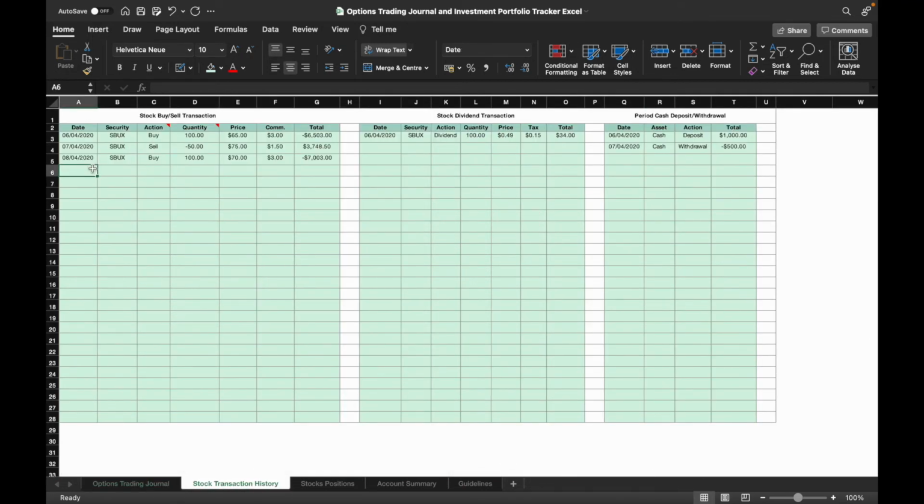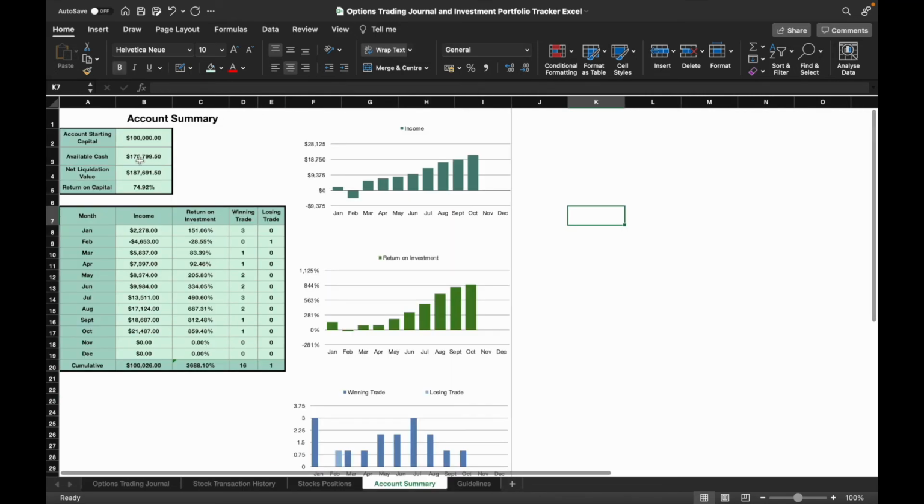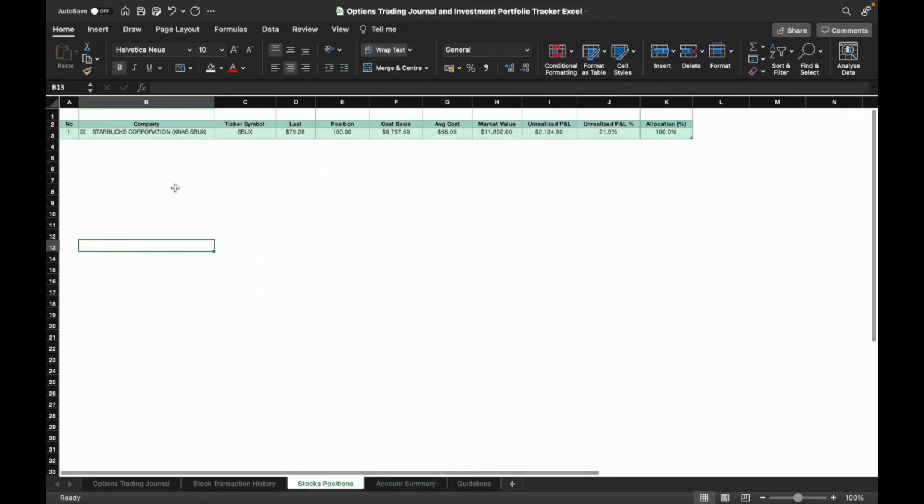To record the purchase of Apple shares, I need to go to the stock transaction history and make a record here. So on 29th of January, I bought 100 shares of Apple at a price of $150 with a commission of $3. There is an outflow of $15,000 from my account. Here the available cash has already dropped from just now to $190,000.